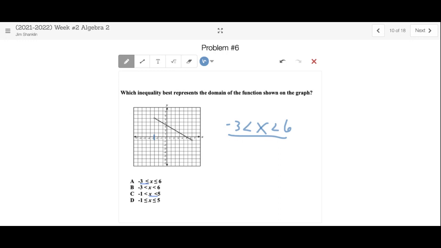Okay. Open dot is open dot. An open dot would be the less than or greater than symbol. A closed dot would be less than or equal to or greater than or equal to. Okay, and then an open dot would be a parenthesis, and a closed dot would be square brackets. Okay, so that's how you want to remember those things.